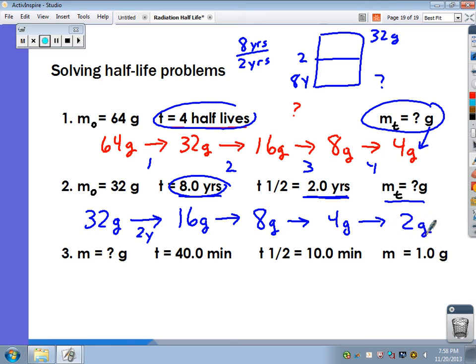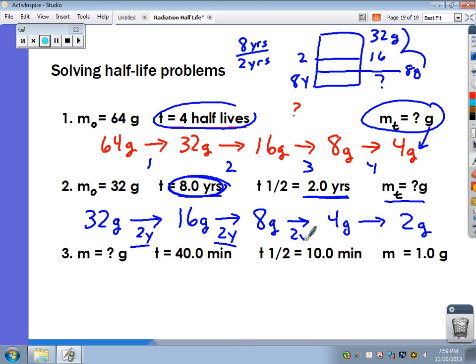And really what I'm doing here is the same thing as I'm doing with my box. I have 32 grams. It takes 2 years for it to cut in half, which would mean I have 16. It takes 2 more years. That means 4 total years have gone by. I'm not at 8 yet. And I have 8 grams left. So if I cut this in half again, I have 8 grams left. 2 half-lives, a total of 4 years.